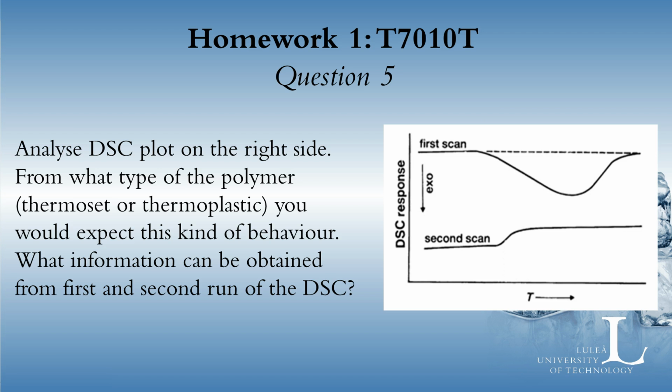In question 5, again you are given a DSC plot on the right side here. The question is what type of polymer we see here: is it a thermoset or thermoplastic? Once you identify that, you should be able to answer what happens if you run this test 2 times on the same polymer. You can see here a first scan and a second scan, and the question is why they are different, what it means, and what it tells you about the polymer.